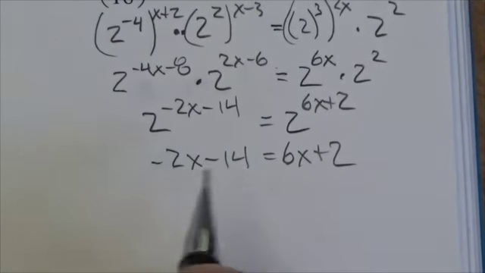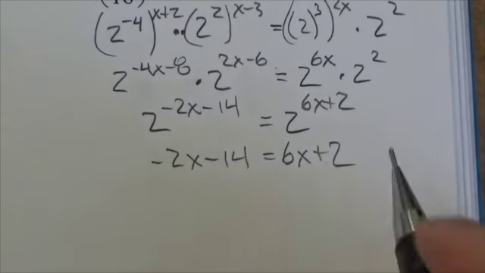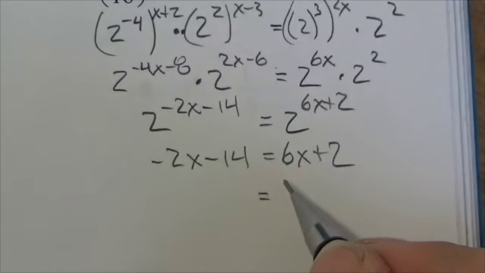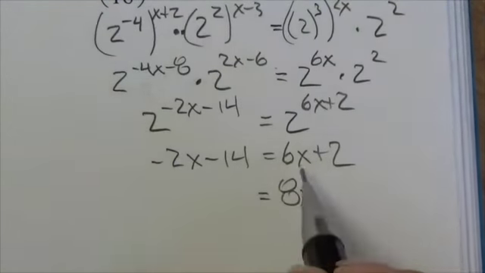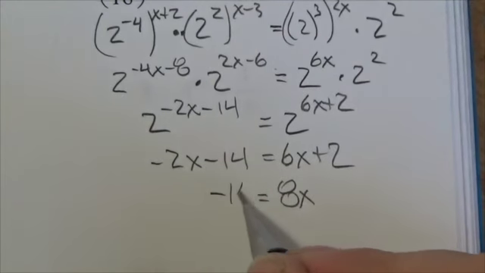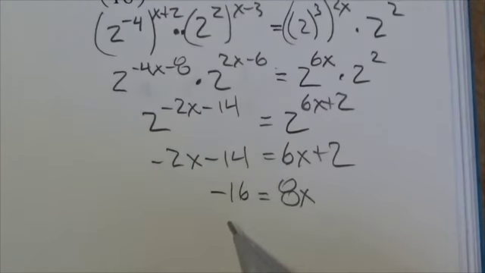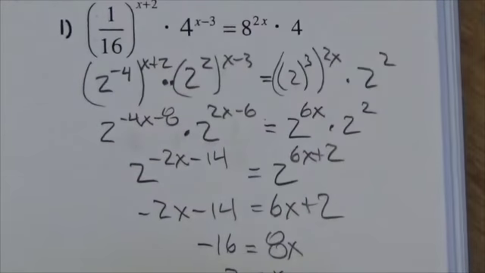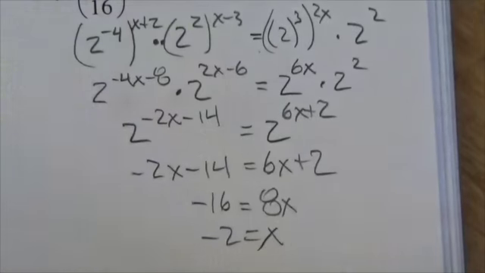And now it's just a matter of solving for x here. I'm going to bring everything over so that my x term is positive, so I'll add 2x to both sides to get 8x. I'll subtract 2 from both sides to get negative 16 on the left hand side, and then just divide to get that x is equal to negative 2. That was a good one. A lot of work for that one.